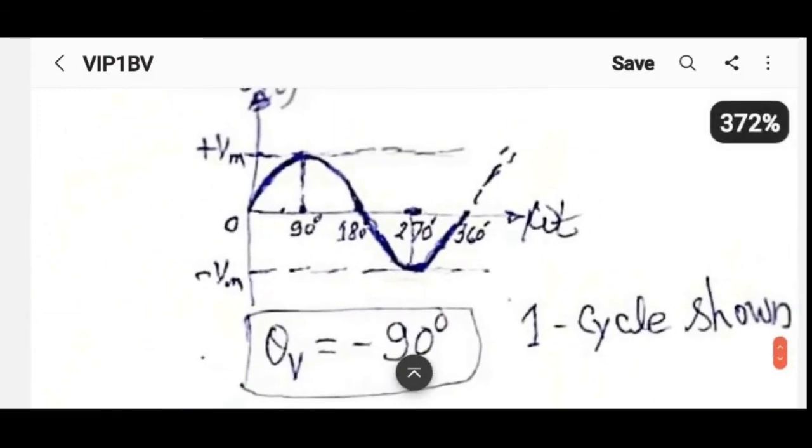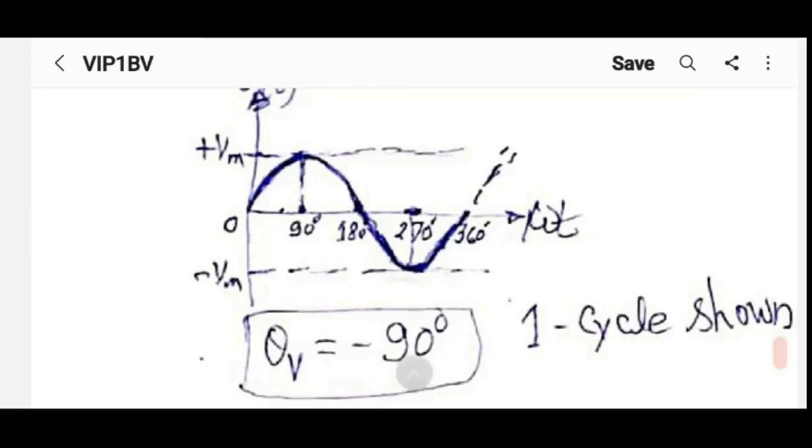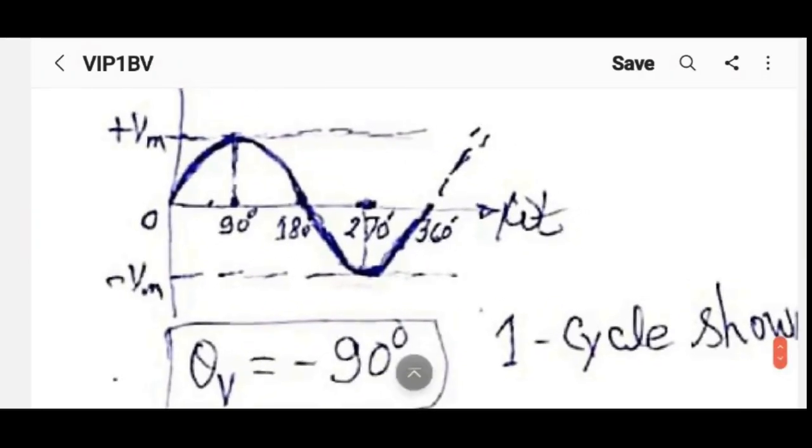This is how the signal looks if you plot it, based on equation 1, and for a particular case where theta V is minus 90 degrees, that means minus pi by 2 radians. This is how the waveform would look on the cathode ray oscilloscope.